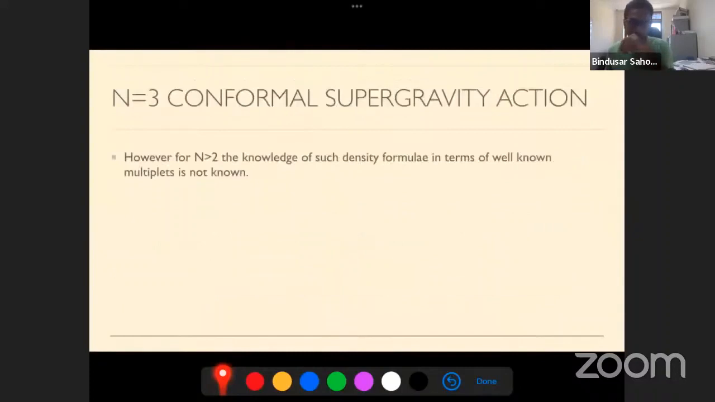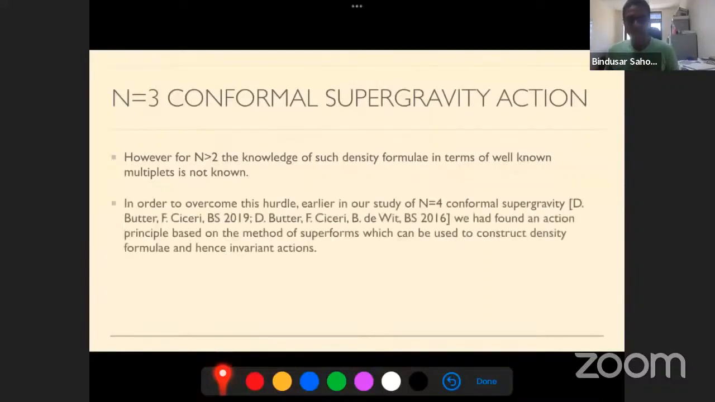But this approach breaks down for N greater than 2 because this chiral density formula does not have a nice generalization to N greater than 2. So in order to overcome this hurdle, earlier in our study of N=4 conformal supergravity, as mentioned in these papers, we found an action principle based on something called the method of superforms, which can be used to construct density formulae. So we don't really rely on some well-known density formula. We can actually construct density formulae based on this action principle. And from this density formula, we can construct invariant actions.